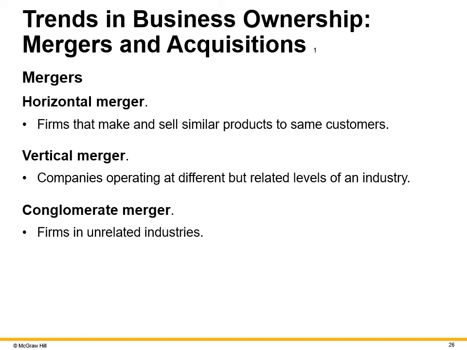Companies achieve growth and improve profitability by expanding their operations, often by developing and selling new products, or by merging with or purchasing other companies. A merger occurs when two companies combine to form a new company. A horizontal merger is when firms that make and sell similar products merge. A vertical merger is when companies operating at different but related levels of an industry merge. And a conglomerate merger is when firms that are unrelated in industries merge.